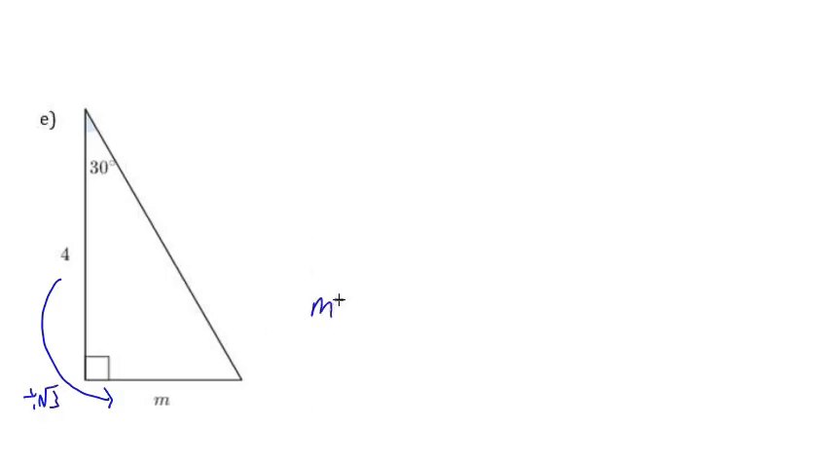All right, so m, that's the short leg here, must equal the long leg divided by the square root of 3. We can't leave square roots in the denominator, so let's go ahead and rationalize the denominator. And we get 4 times the square root of 3 over 3. We don't cancel these 3's because that's not really a 3.